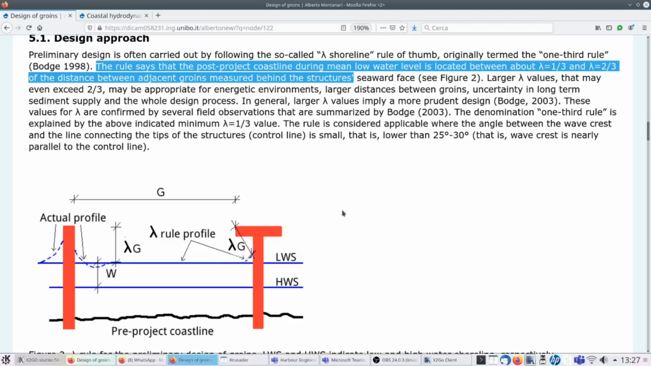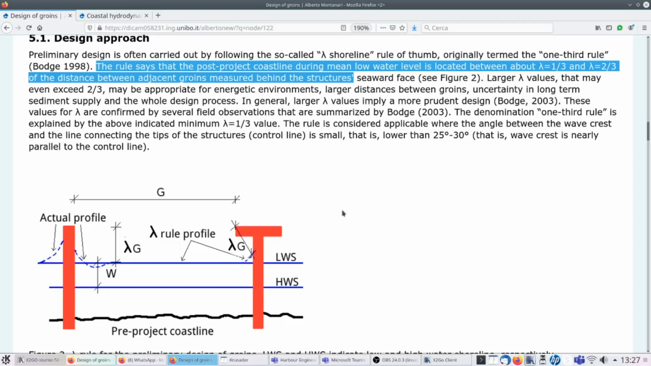And therefore this is the displacement of your low water shoreline. So you bring the shoreline forward, in the direction, of course, of the tip of the groin, and in a way that lambda G becomes equal to more or less 1/3, like it is shown here. It's more or less 1/3, 2/3 of G, where G is the space between groins.